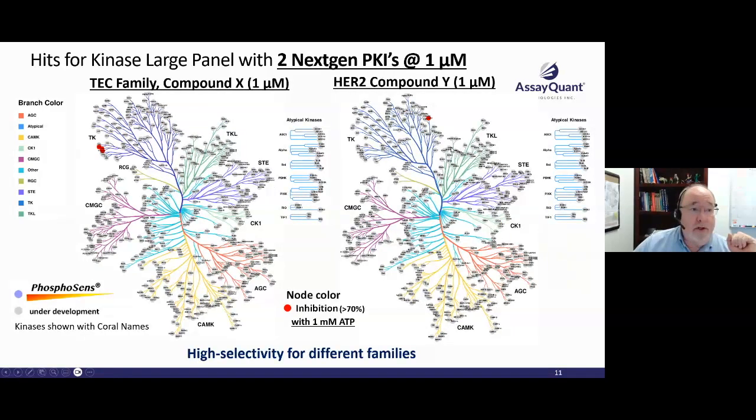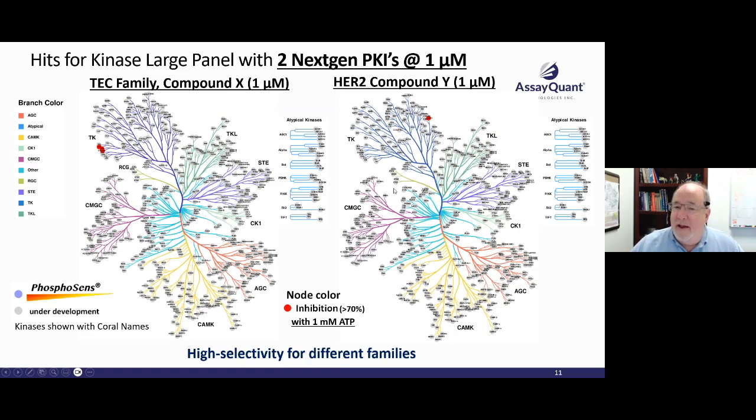As things get more and more selective, here's a compound which only inhibits a few of the TEC inhibitors in the TK family. And then finally on the right here, here's a client who gave us a compound which only hits HER2 when it's present at 1 micromolar in the assays. And with 1 millimolar ATP, you'll only see one that's greater than 70% inhibition. So you can see some remarkable selectivity come out of this assay. So lots of assays, lots of compounds, lots of kinases.